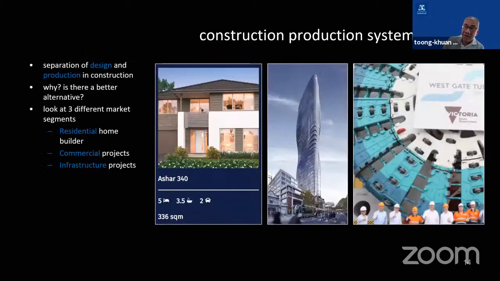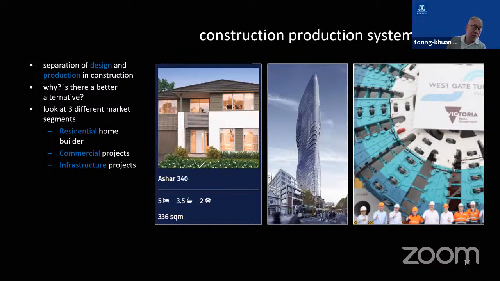So let's have a quick look at how design and production is separated in these three different market segments. I'm going to very quickly examine residential home builder, commercial projects, and infrastructure projects. So I will give you one example of each of these sectors.